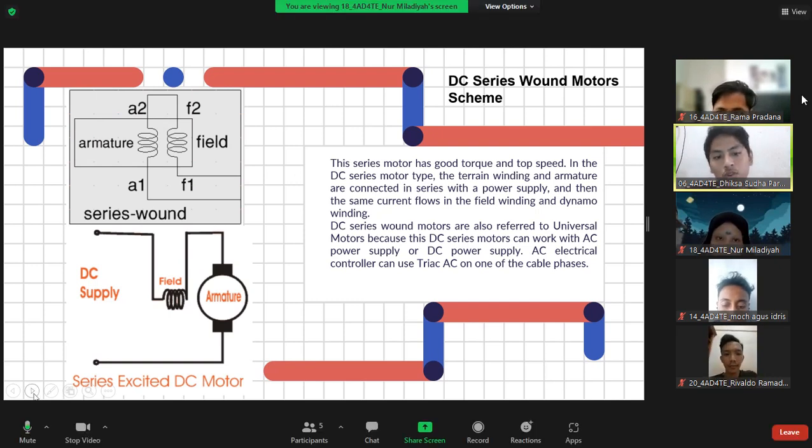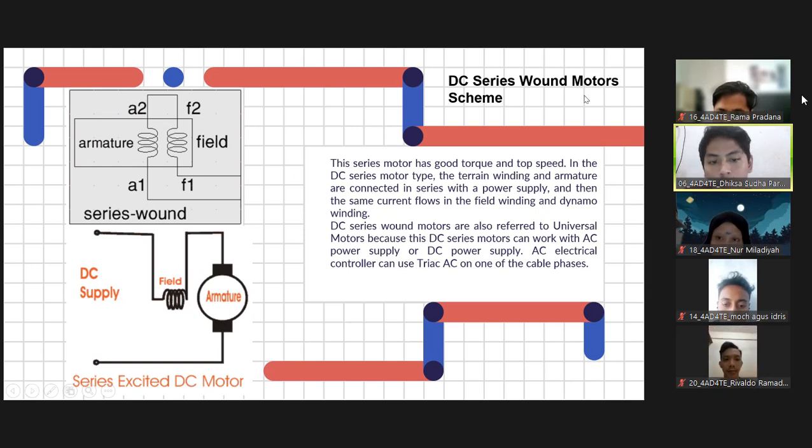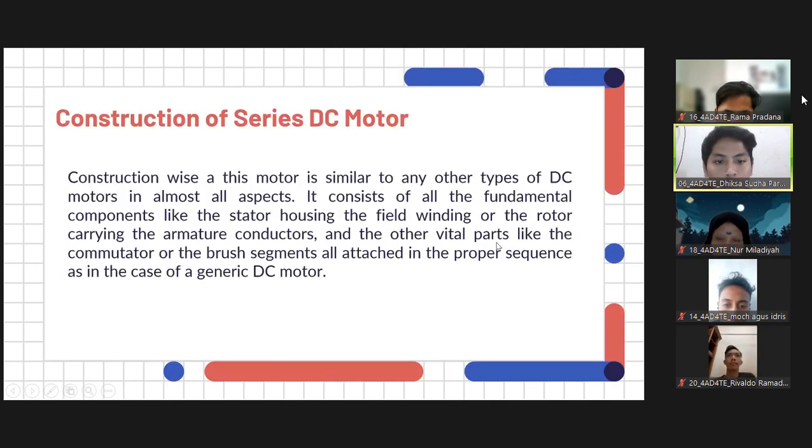If we want to use an AC electrical controller, we can use a triac AC on one of the cable bases. Next please. In the next, we continued by my friend Rama Pradana.